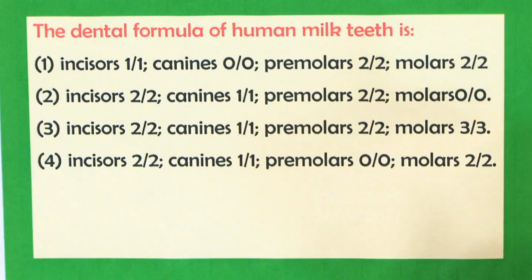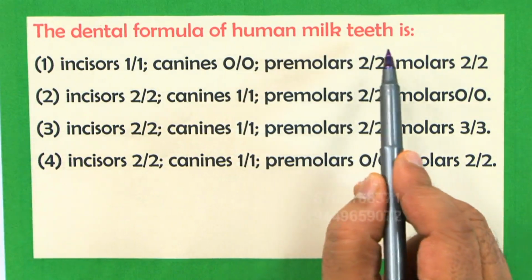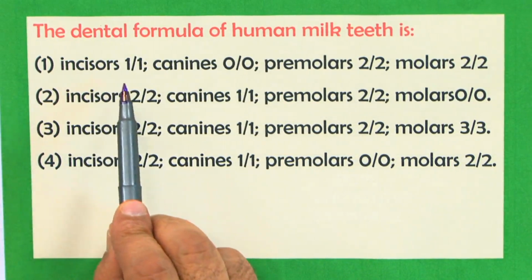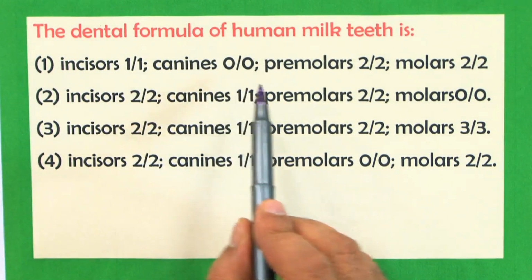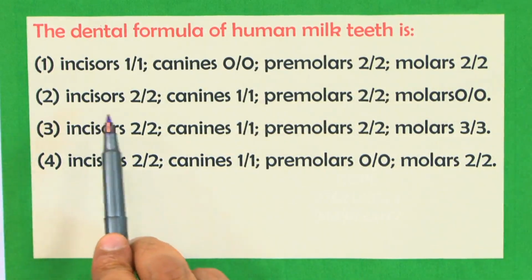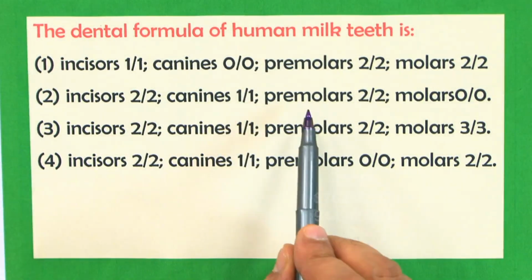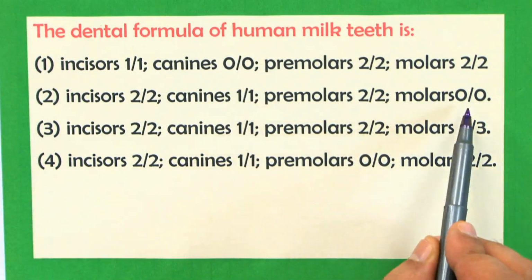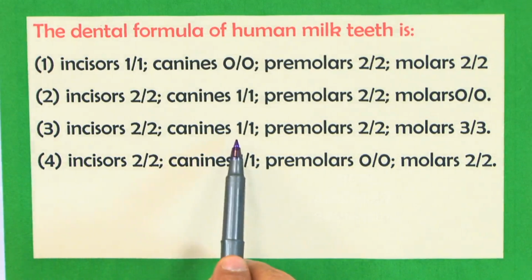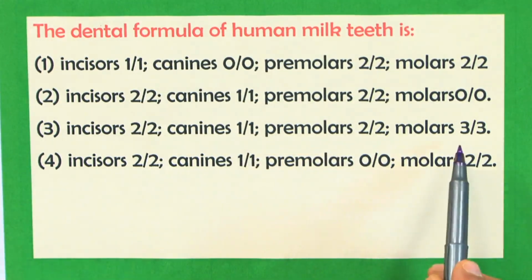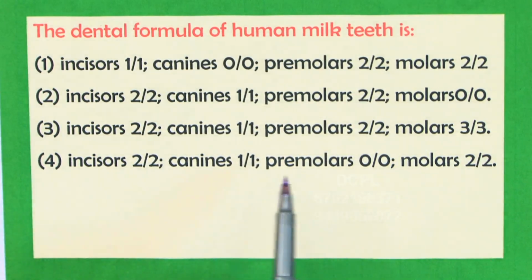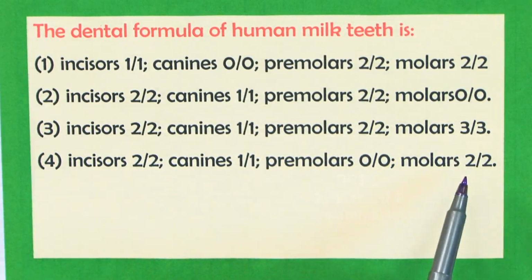The question is, the dental formula of human milk teeth is. Let me look into the options. Option 1, incisors 1 bar 1, canines 0 bar 0, premolars 2 bar 2, molars 2 bar 2. Option 2, incisors 2 bar 2, canines 1 bar 1, premolars 2 bar 2, molars 0 bar 0. Option 3, incisors 2 bar 2, canines 1 bar 1, premolars 2 bar 2, molars 3 bar 3. Option 4, incisors 2 bar 2, canines 1 bar 1, premolars 0 bar 0, molars 2 bar 2.